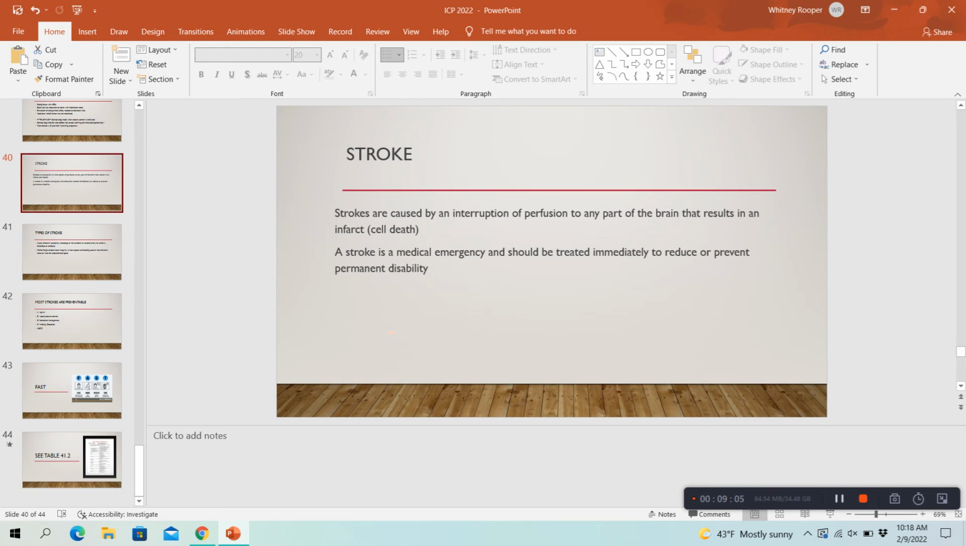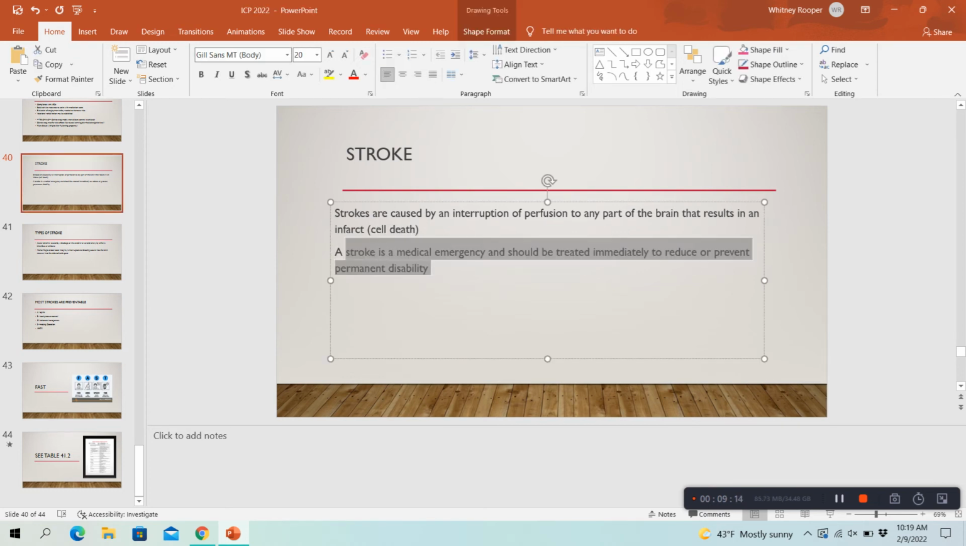Stroke is a medical emergency and should be treated immediately to prevent permanent disability. 20 minutes to get into a CT scan. Right? 20 minutes. If it takes that team 15 minutes to get them there, 15 minutes to get to the floor, you better go ahead and be on your way to CT scan.